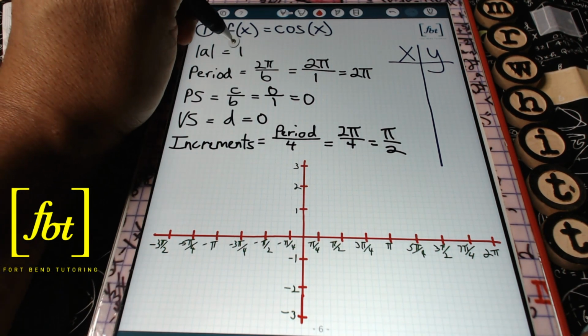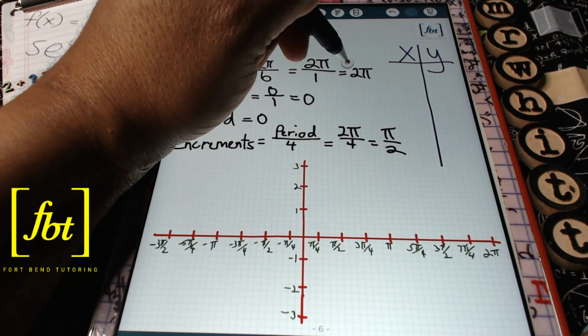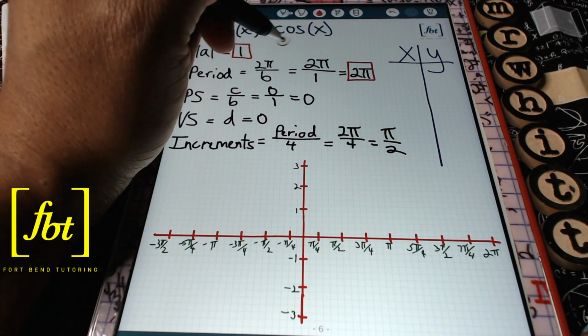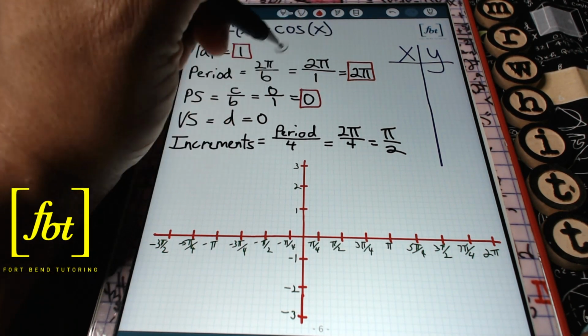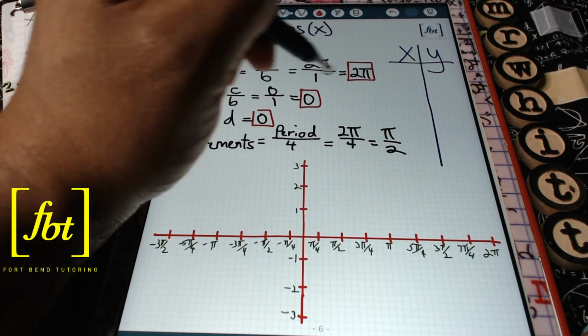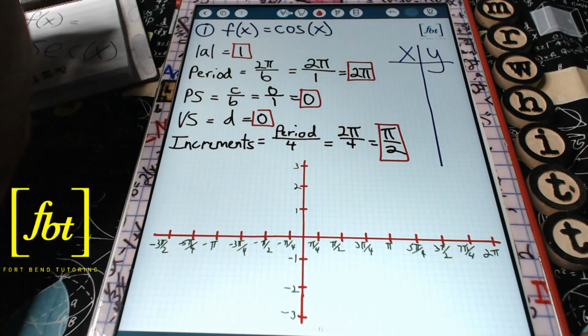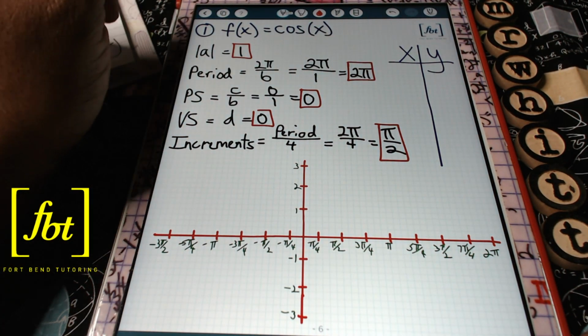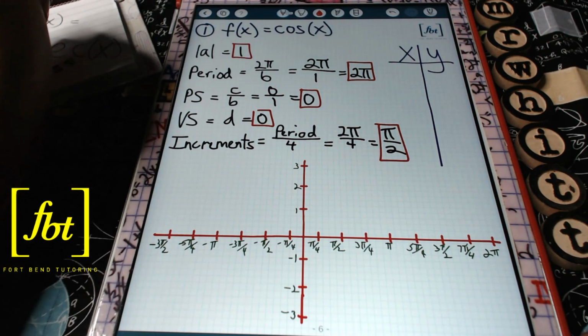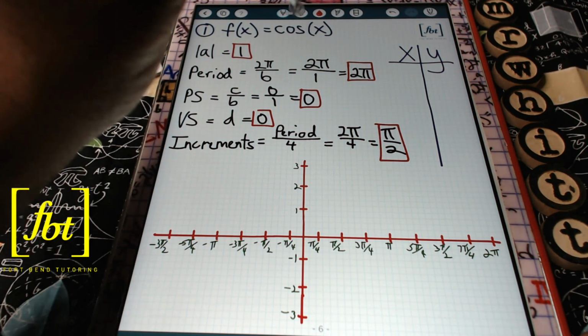That's right. So the amplitude is 1 for the cosine function. The period is 2 pi. Our phase shift is 0. And our vertical shift is 0, as well as the increments being pi over 2. So now you'll be starting your XY chart, the points that you'll use to graph your cosine and eventually your secant function with your phase shift.